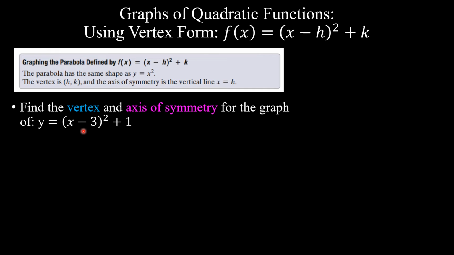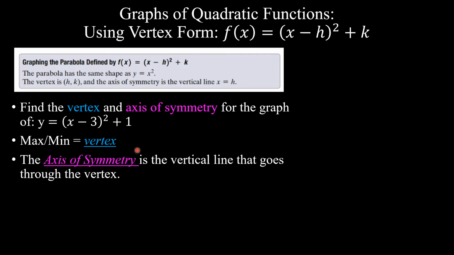When I have this quantity of x minus some number squared plus something else, that's that vertex form. So I'm going to actually be really excited because when I'm in vertex form, I'm given the vertex right in the equation, okay? So I know that my vertex is the max or min of my parabola, and I know that the axis of symmetry is the vertical line that goes through the vertex, and I can find those really easily. The vertex, we know, is (h, k), okay? h is just the number that's coming after the subtraction sign, and k is just the number that's being added at the end.